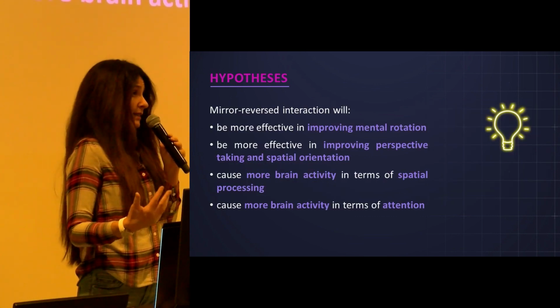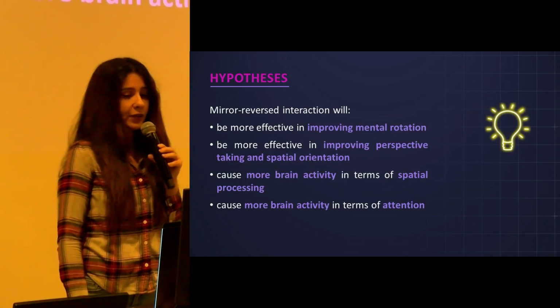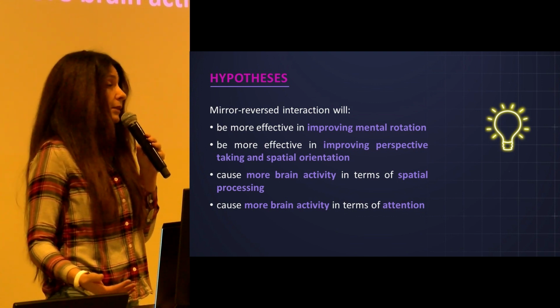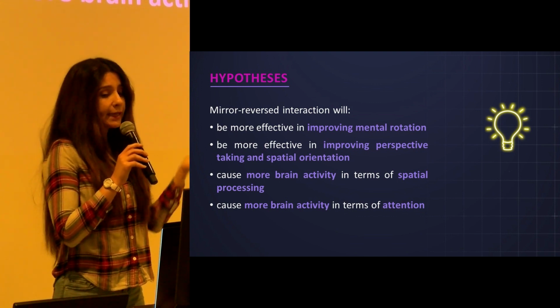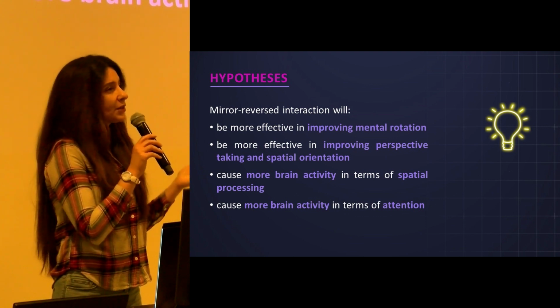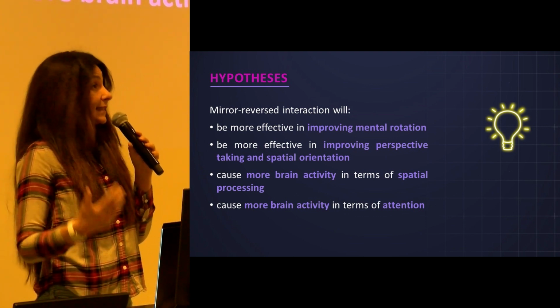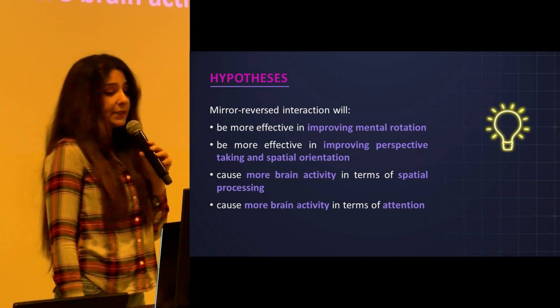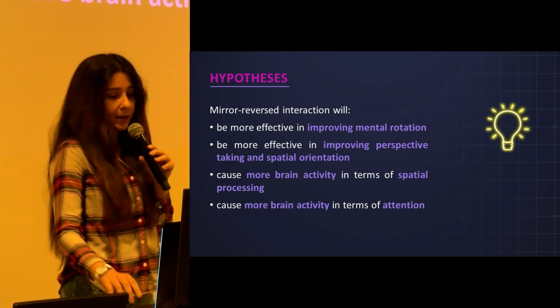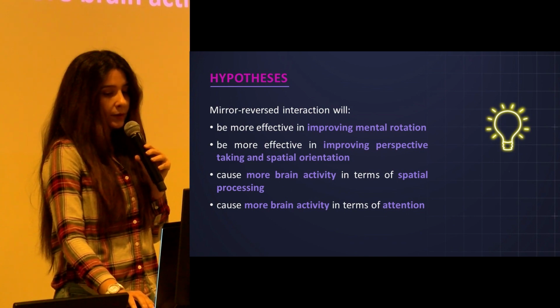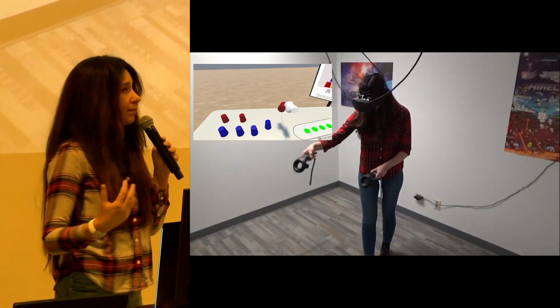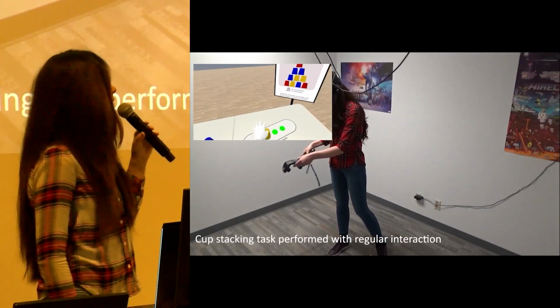And we hypothesized that this mirror reverse interaction would improve mental rotation a little bit more, would improve perspective taking and spatial orientation. And we also measured EEG, brain activity, and we hypothesized that it would cause more brain activity in terms of spatial processing and attention, because they would be performing the same task in an unfamiliar way.